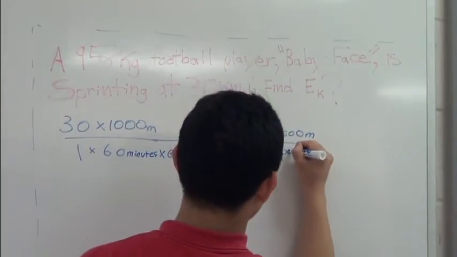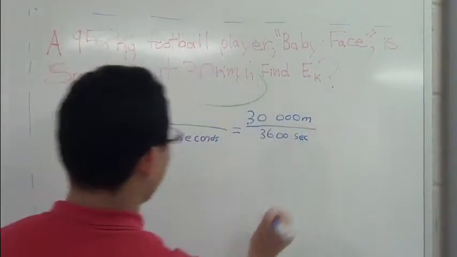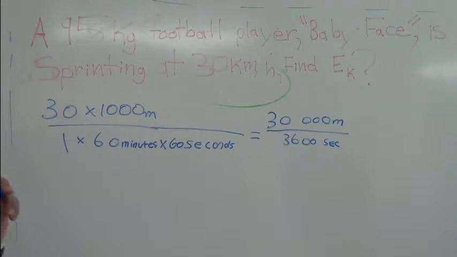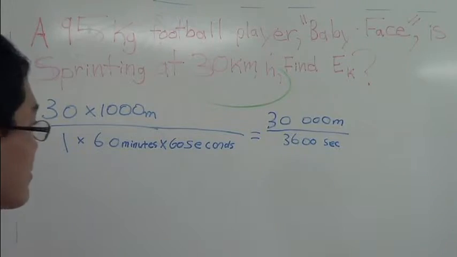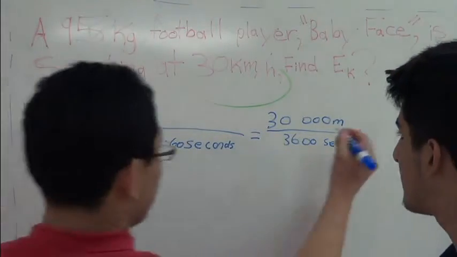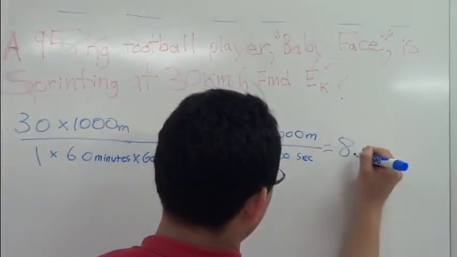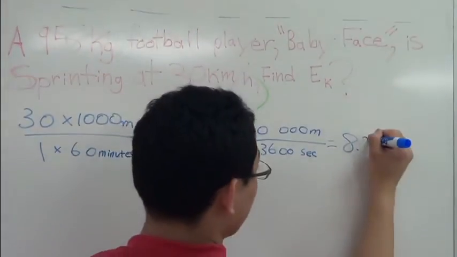Turn off the zeros, and that's good. So we have 30,000 meters per 3,600 seconds. I believe that should give us 8.33 meters a second. You can check the math yourself. If I'm wrong, please let me know. 8.33 meters per second.